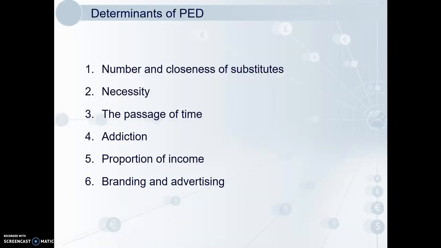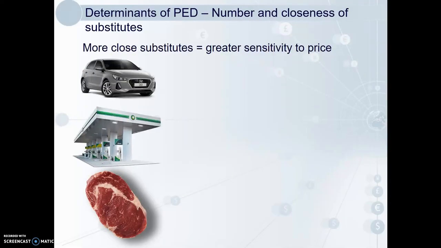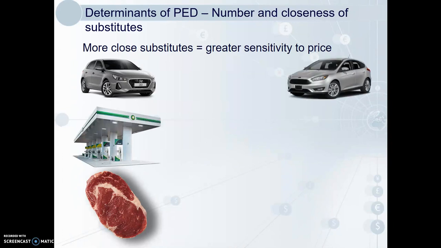Okay, there are a number of determinants of PED. What makes it inelastic? What makes it elastic? We'll go through these one by one. Number and closeness of substitutes. How easy is it to switch consumption to a substitute product? Let's look through some examples. Let's say you're interested in buying a Hyundai i30. If the price goes up, do you have options? Yes. There are a number of close substitutes, such as the Ford Focus or Toyota Corolla. Consumption can easily be switched, meaning that demand may be relatively responsive or elastic to the price hike.